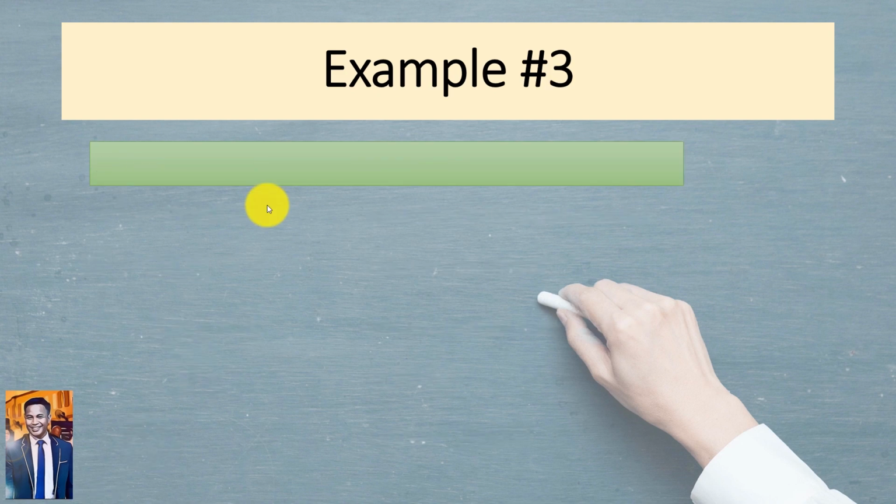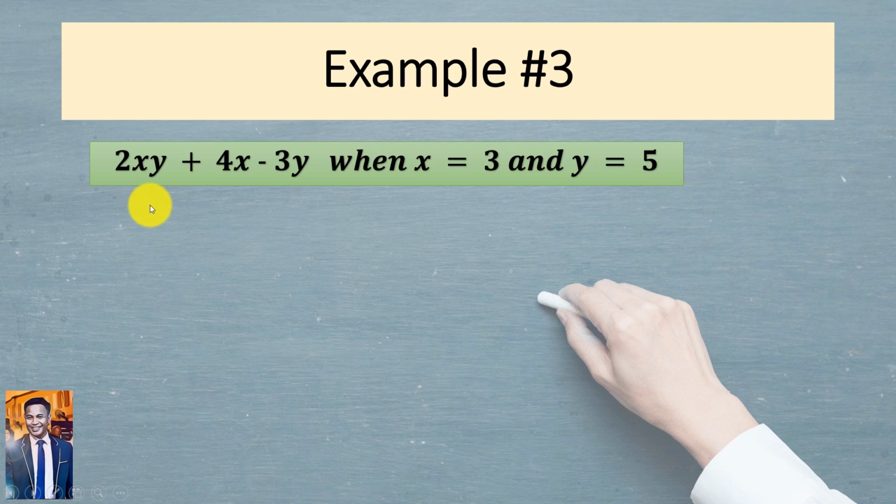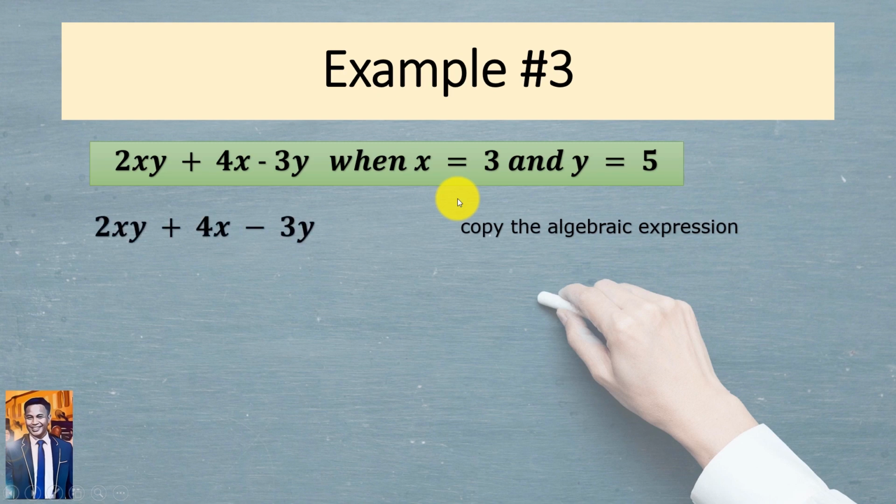Next, example number 3. 2xy plus 4x minus 3y when x is equal to 3 and y is equal to 5. Okay? This time, meron tayong dalawang variable. We have x and y. So, we just substitute. First thing to do, we copy the algebraic expression that we have here now. Next, substitute x with 3 and y with 5.